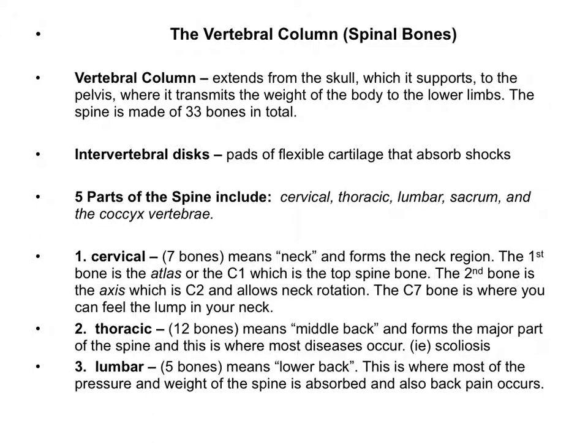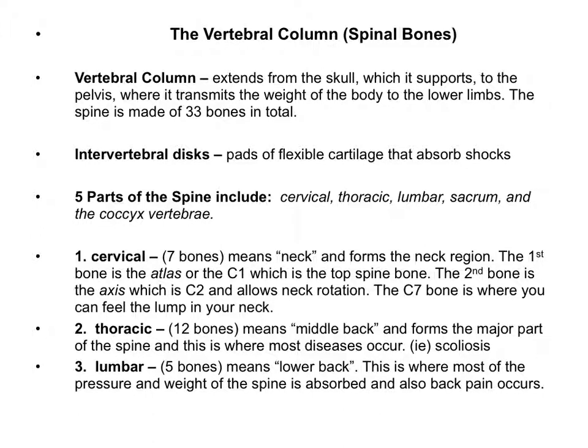The first bone is called the atlas, and that is the top bone of the spine. The second bone is the axis, and the axis, or C2, allows neck rotation. C7 is where you can feel the lump in your neck.